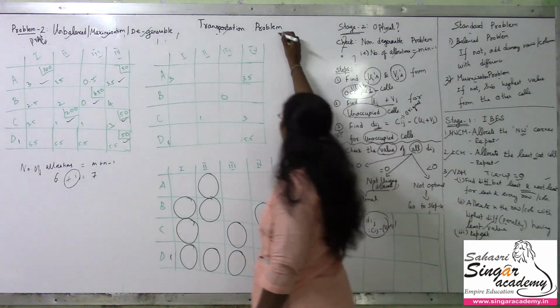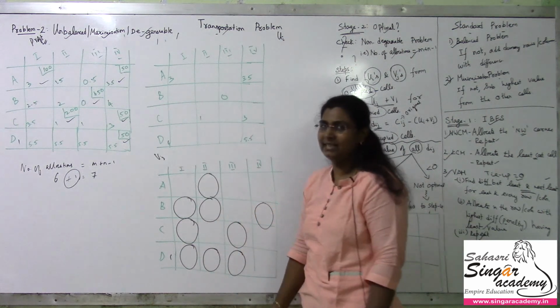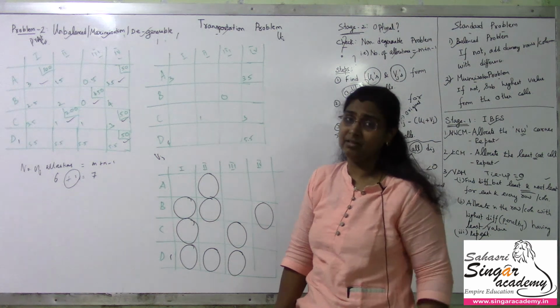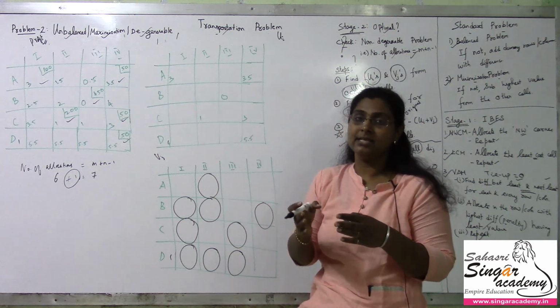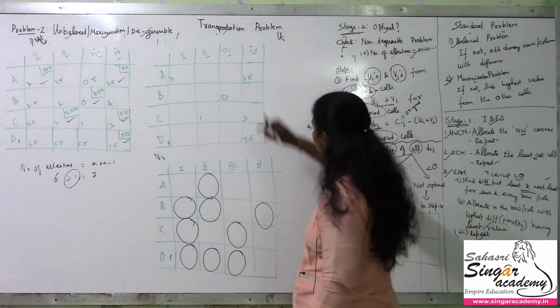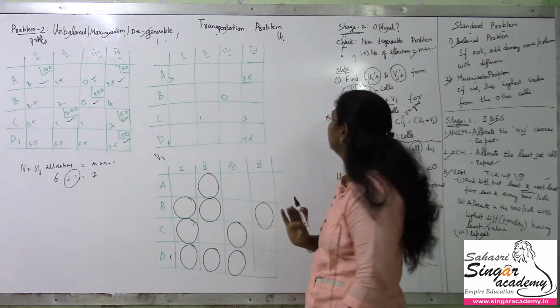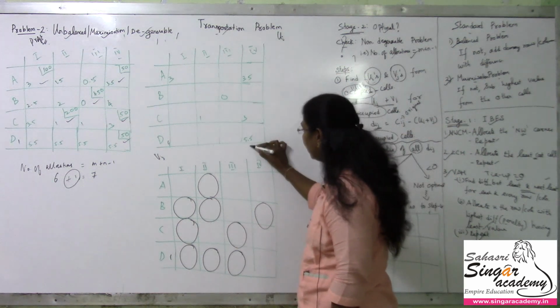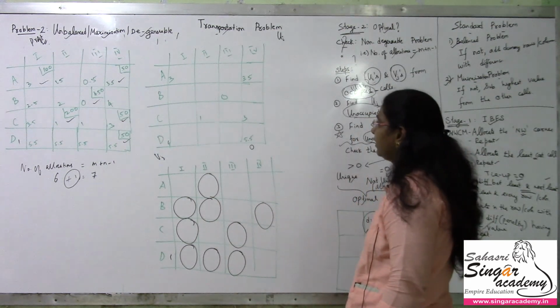I have to find the ui's and vj's. As I said, it's just an assumption. You can take any value as 0, but usually what we do is take the row or column with the most number of allocations. If you check here, the most allocations are in this fourth one. See, 1, 2, 3, 3 allocations are made. So we can take this as 0. There is no hard and fast rule. You can take this one as 0.